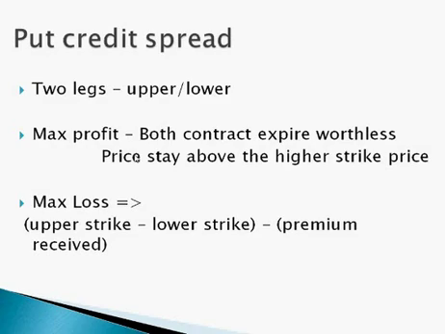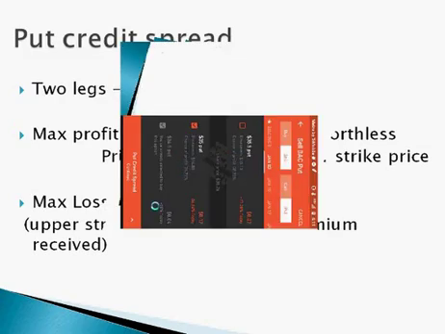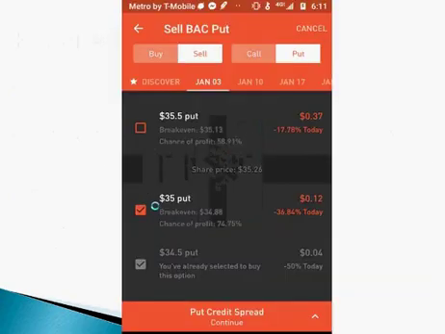The maximum profit is going to be when both contracts expire worthless, when the underlying stock trades above the higher strike price. That is the time when you're going to be like, I'm Gucci, baby, I made profit. Let me post it on Twitter, Reddit. Max loss is the upper strike price minus lower strike price minus the premium received. Let's look at an example. To place a trade, you're going to buy the lower strike price to protect your downside, and you're going to sell the higher strike price to make a profit.